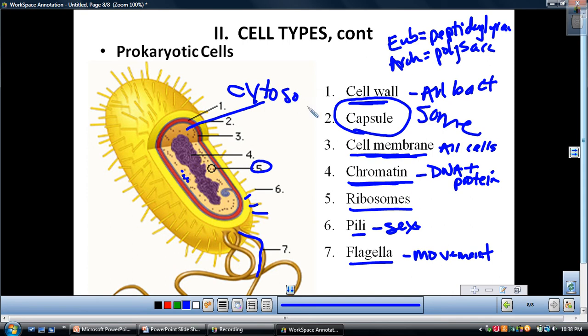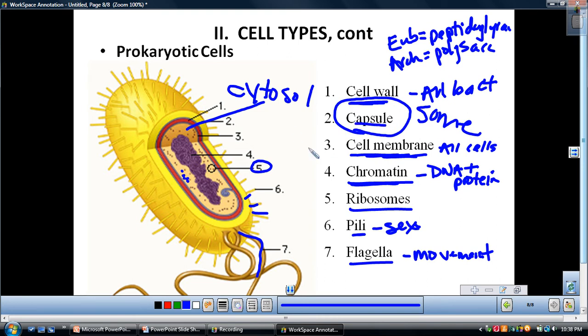Cytosol, which is cell gel. Okay, we'll talk about that when we get to the eukaryotic structures as well, but I did want to point that out because that's the jelly-like fluid that is inside of the cell that suspends the ribosomes in the case of the bacteria. Okay, so cell wall might be made of peptidoglycan, might be polysaccharide depending on the kingdom.